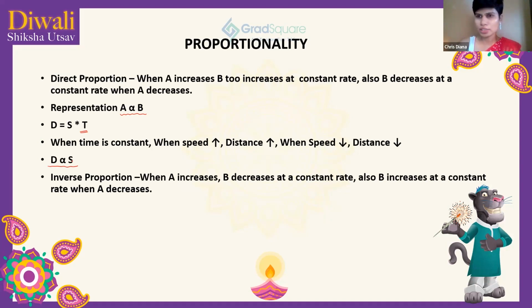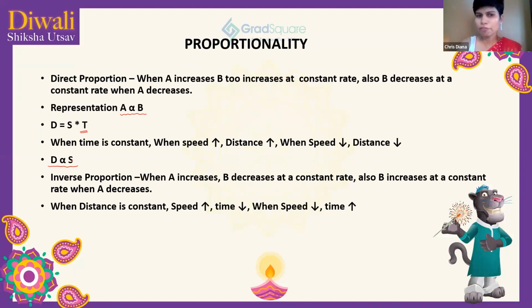Now, in the same way, we can also explain inverse proportion. When A increases, if B decreases at a constant rate, then they're said to be in inverse proportion. Also, when A decreases, B has to increase at a constant rate. So for example, when distance is constant, if I have to cover a particular distance and I increase the speed, I will take less time to finish the distance. But if I decrease the speed, I'll take more time. So now I can say that when distance is constant, the speed is going to be inversely proportional to the time taken.